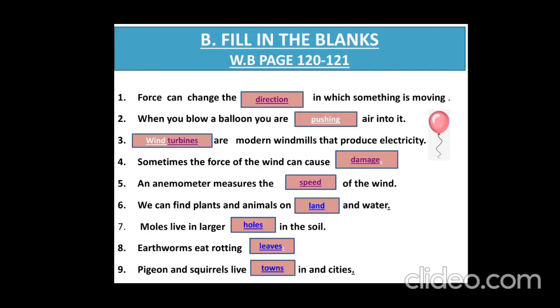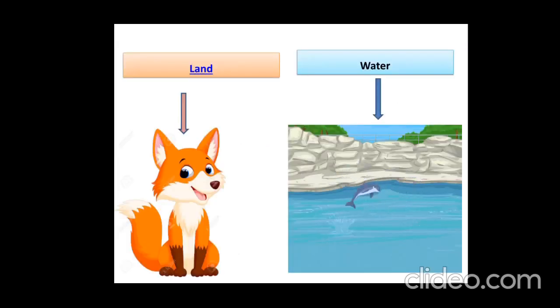Question number 6. We can find plants and animals on land and water, right? So we can find animals like fox. Can you give me some more examples? Come on. Dogs, cats, birds also, right? So we can find animals on land, and you can see those cute little dolphins, right? They are swimming, they're flying, and they're diving back into the sea now. So those are called dolphins. Animals like fish live in water, and animals like fox stay on land. And there are many more.